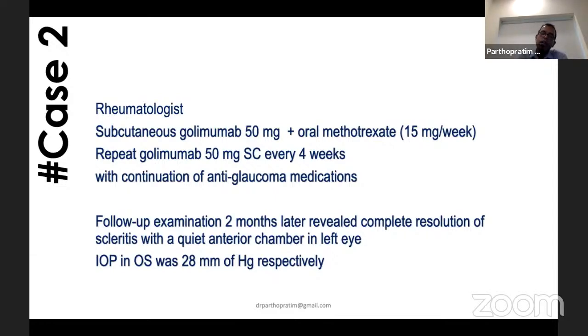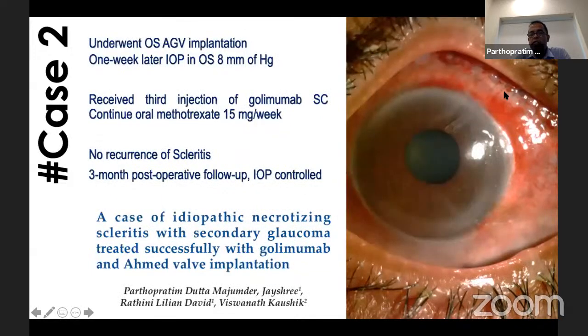So we took the help of our rheumatologist friend. We started the patient on golimumab 50 mg and oral methotrexate, and the patient was given the golimumab every 4 weeks, and within 2 months we could achieve complete resolution. And as you can see here, we could successfully implant the Ahmed glaucoma valve, and the IOP was brought down to 8 millimeter of mercury. Similarly, we presented this case also.